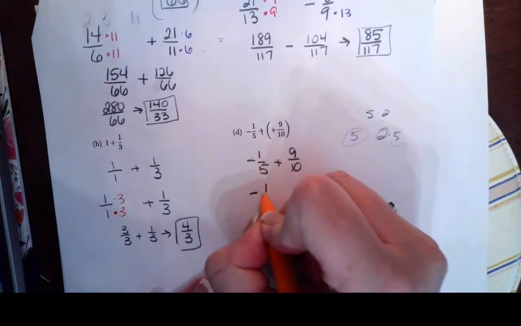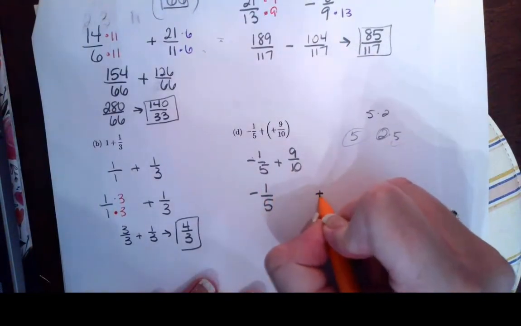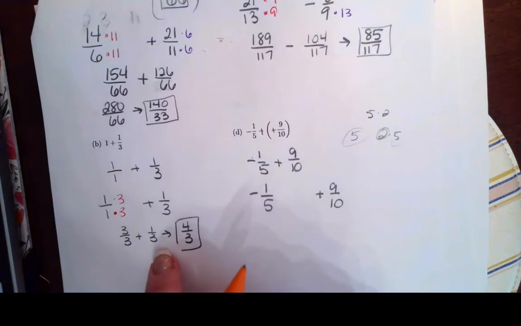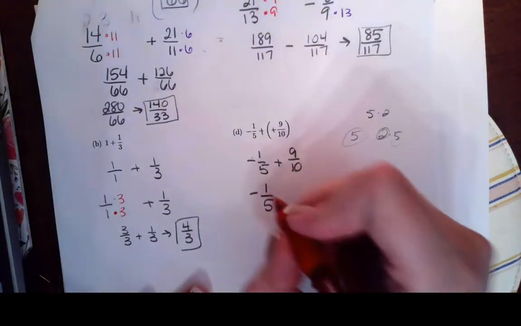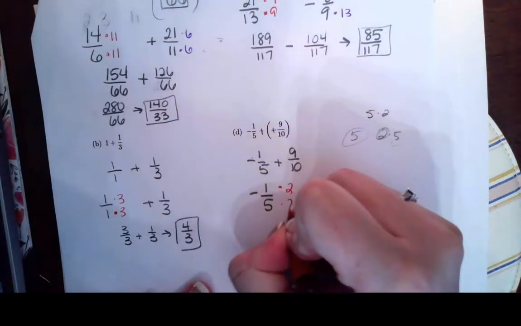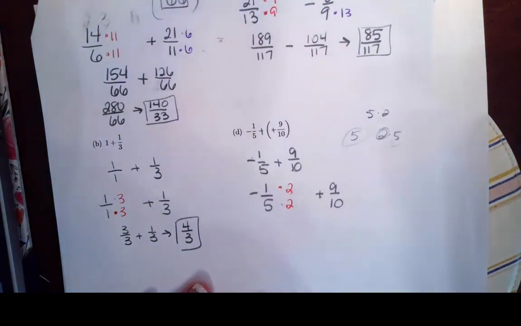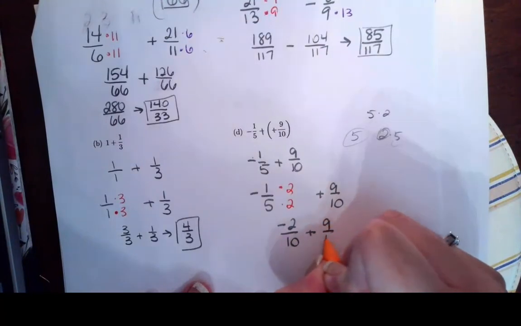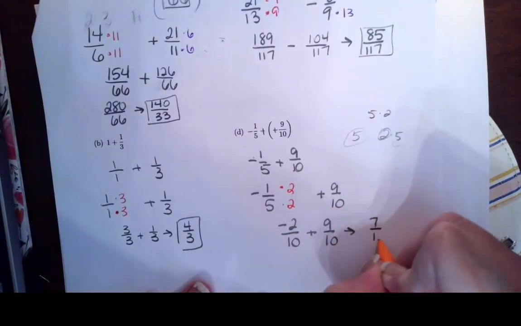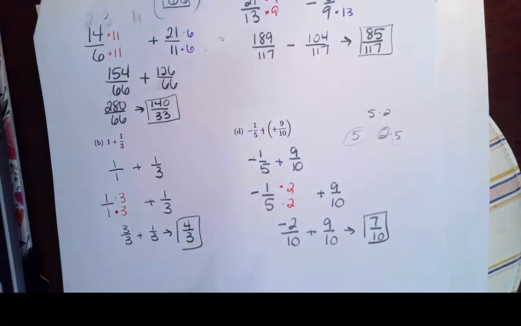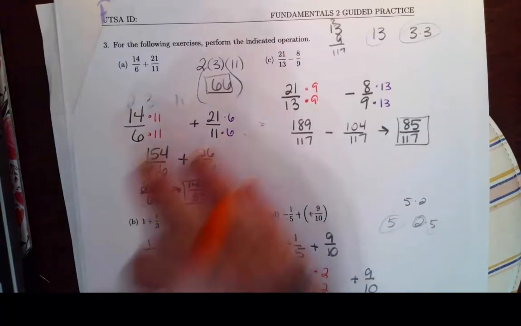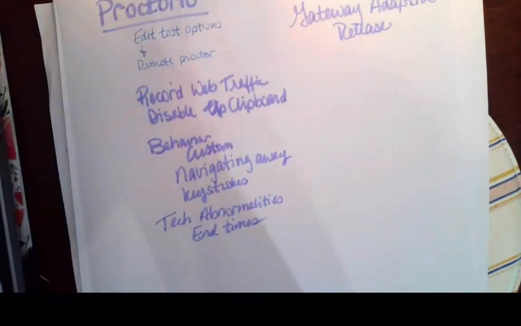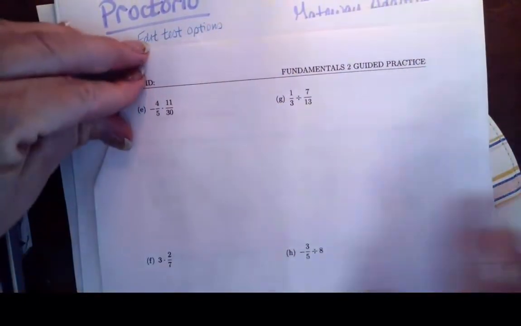So how do I make a negative 1/5 into a tenth? This one already has the 10, so leave it alone. So how do I make a 10? I'm going to multiply top and bottom by 2. So that gives me a negative 2/10 plus 9/10 is 7/10. So we have added, subtracted, subtracted. Now we're going to multiply.